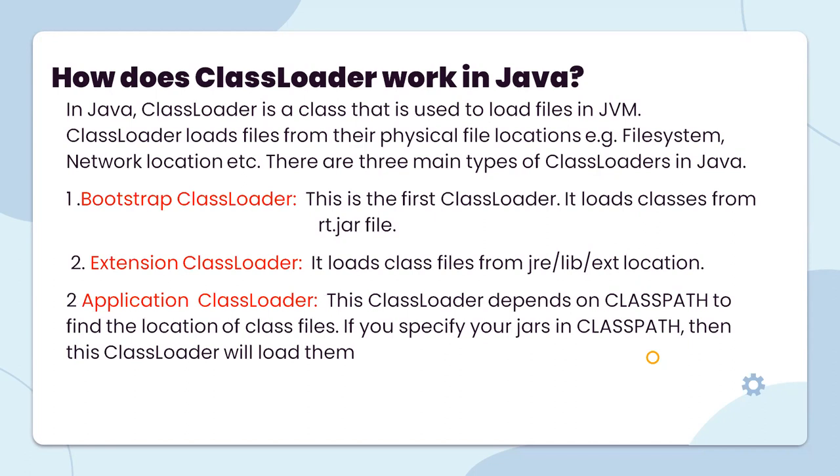In Java, the class loader is the class that is used to load class files into the JVM. The class loader loads the files from their physical locations, such as the file system or a network location. There are three main types of class loader in Java: bootstrap class loader, extension class loader, and application class loader. The bootstrap class loader is the first class loader, and it loads the classes from the rt.jar file. The extension class loader loads the classes from the JRE lib extension location. The application class loader depends on the class path to find the location of the class file. If you specify your jars in the class path, then they will be loaded by it.